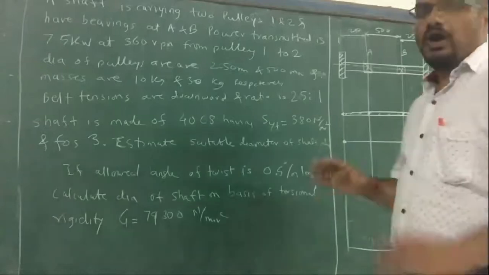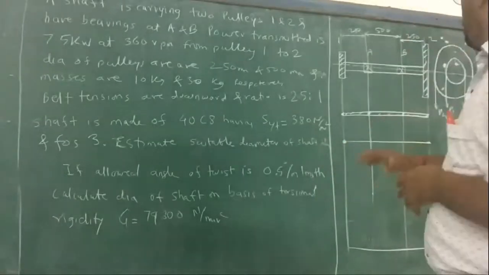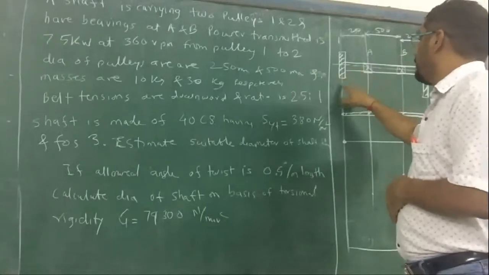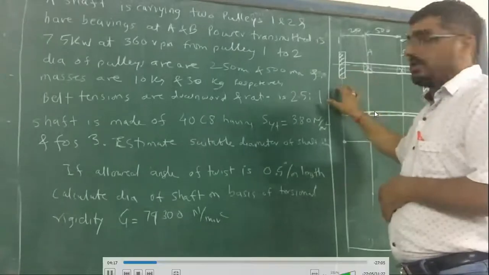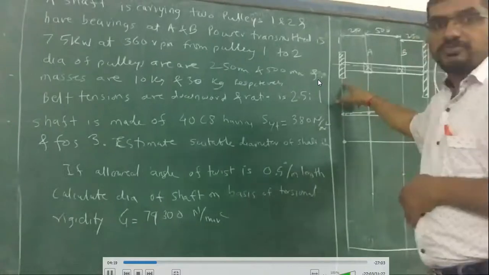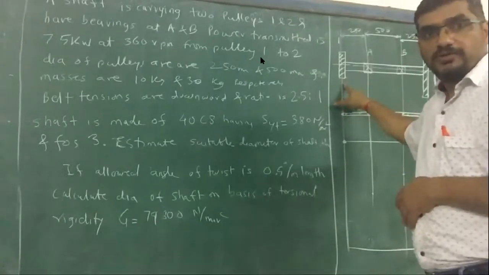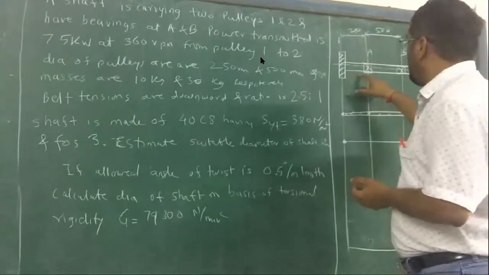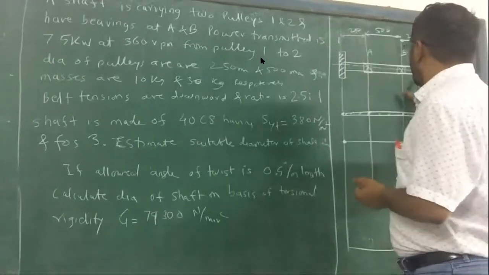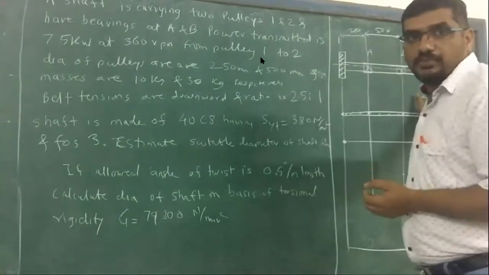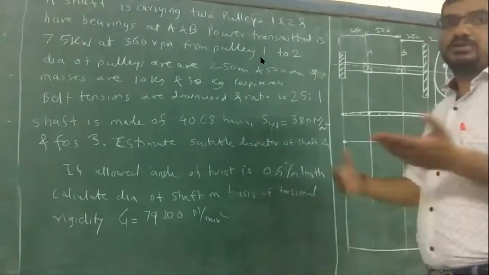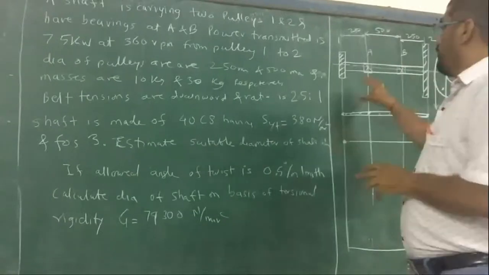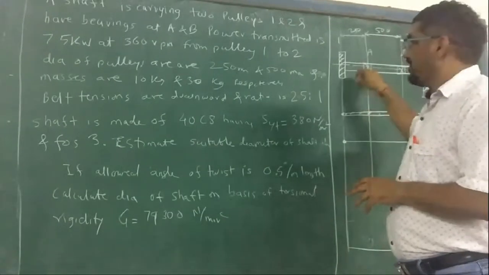Basically, how will we approach this problem? We know this is a shaft transmitting power from pulley 1 to pulley 2. It is taking the torque and transmitting that torque throughout the shaft to the second pulley. If we have the power, we can find out the torque.